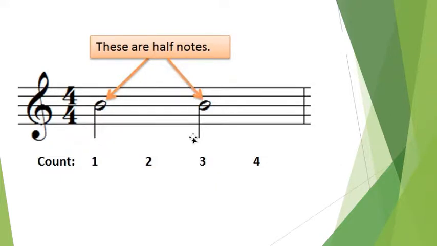Again, if you wanted a syllable for this word, you could use "ta," but you would just hold the "a" out, making it nice and even. Ta, ta, all held out.